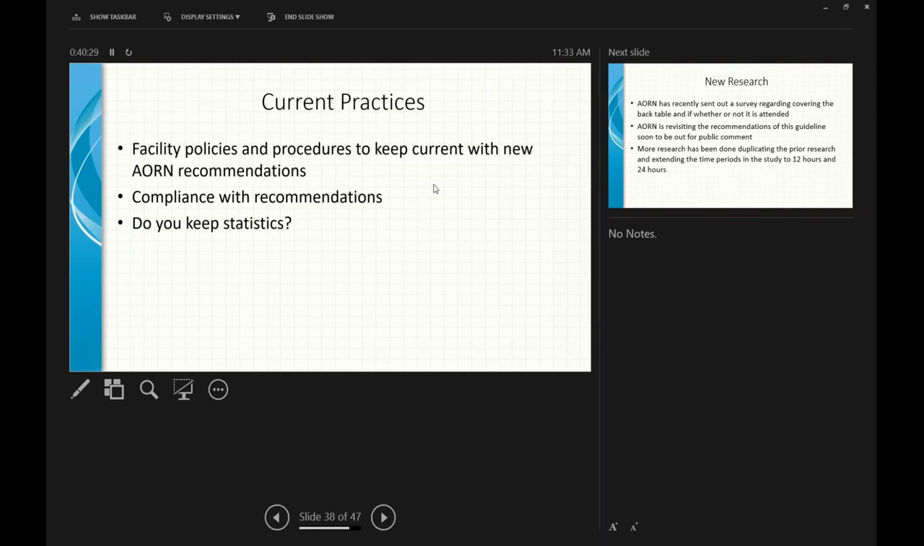You have to know what your current practices are. Facilities' policy and procedure: keep them current with new AORN recommendations. So this is our gold standard. And how do you comply with these recommendations? Not everyone complies 100%. It depends on what works for your facility. And do you keep statistics? Do you keep records of what you're doing? Is there a change?